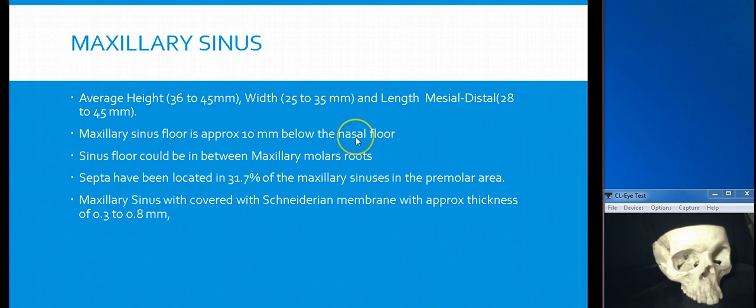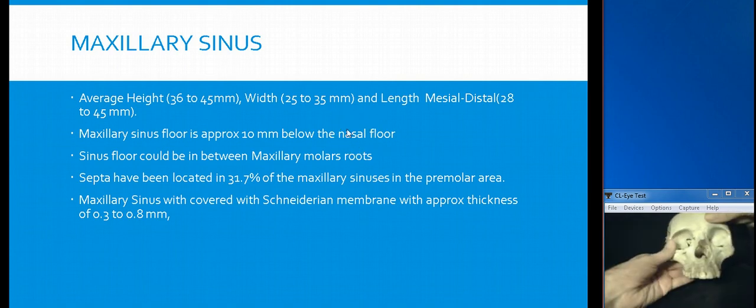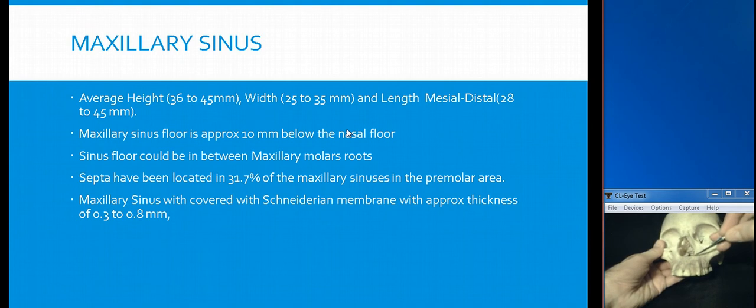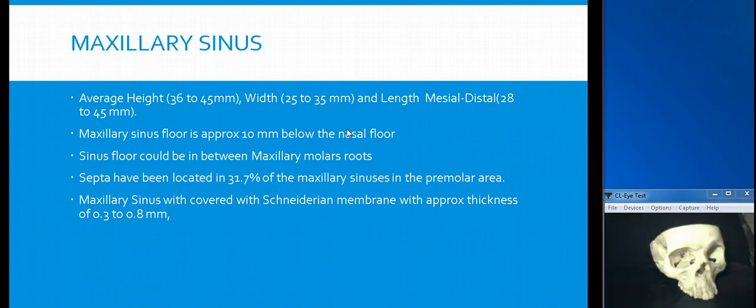So that's a good thing to also understand: when you're looking at the nasal floor, the maxillary sinus actually goes down below the nasal floor, almost 10 millimeters. Okay, so that's a good thing to remember also. The sinus floor could be in between the maxillary molar roots, and I'll have a CT to show you, to kind of explain what that means.